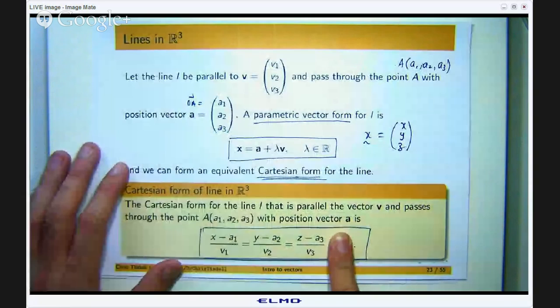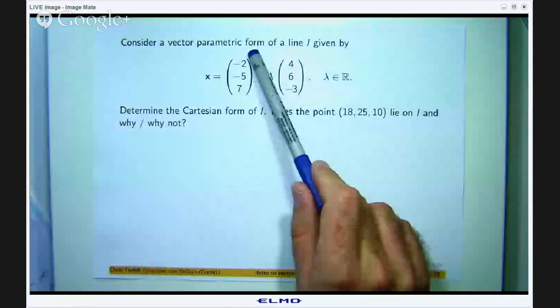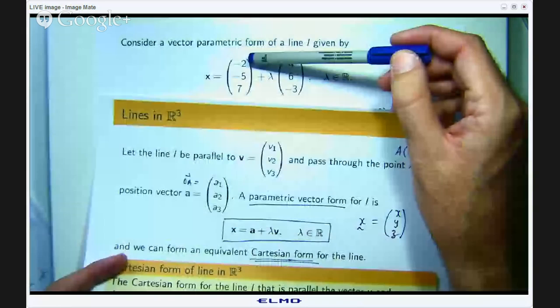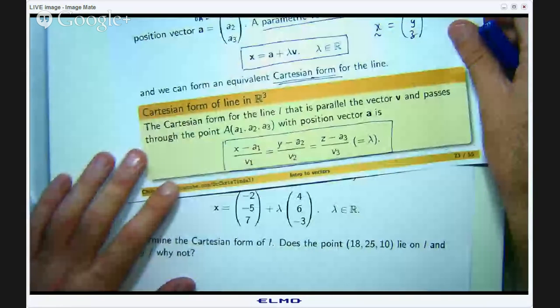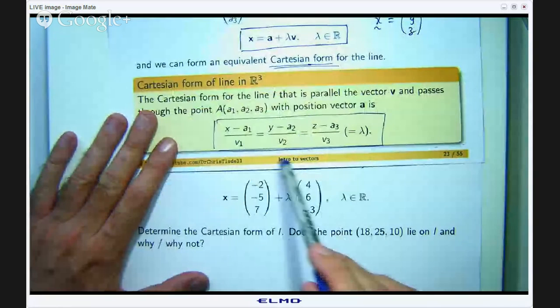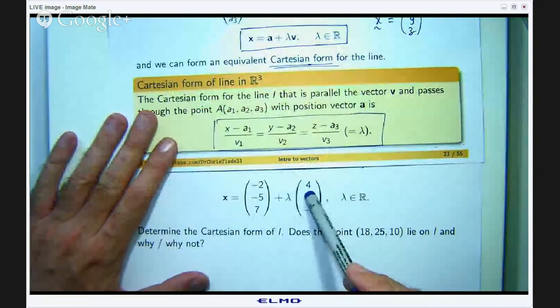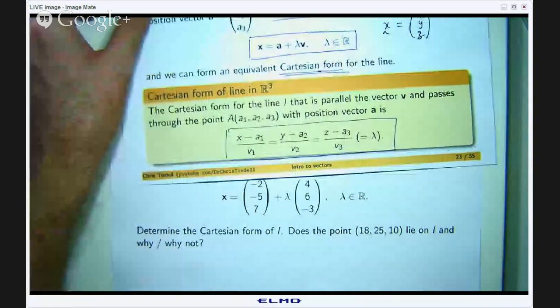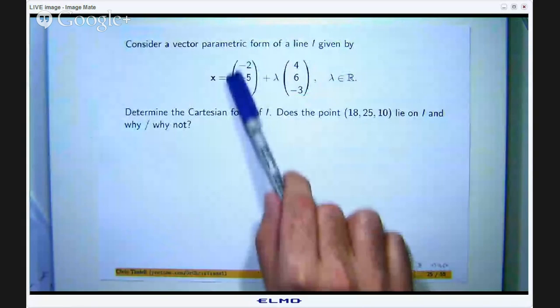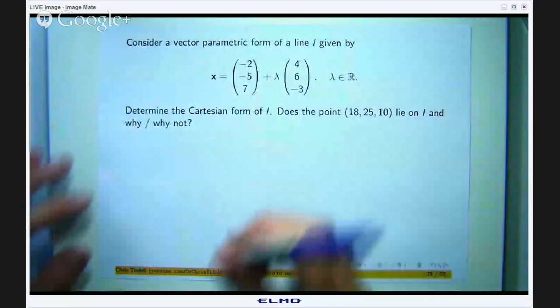Okay, now essentially if you know this vector and this vector, then you can easily write down the Cartesian form. Well, in this case the A1 would be -2, A2 would be -5, A3 would be 7, and V1 would be 4, V2 would be 6, and V3 would be -3. Okay, so it's pretty easy to write that down once you realise that this is the position vector of A, and this is the vector V.